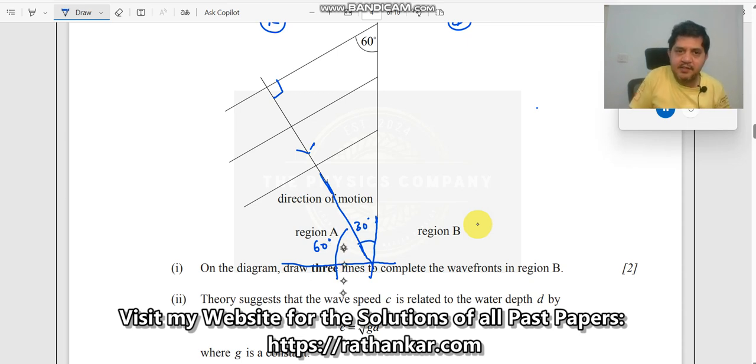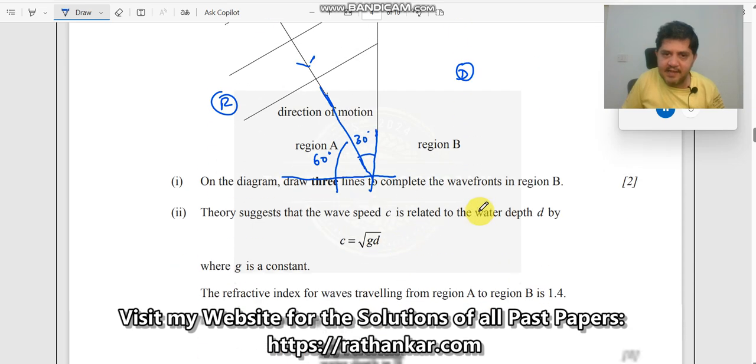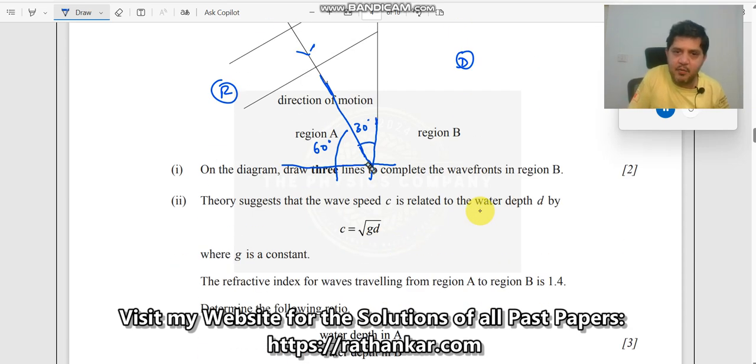Then what will happen? This is your rarer medium and this is your denser medium. So what can happen now? As a result, the ray here will bend towards the normal like this. This will be the refracted ray. Now how do I draw the wavefronts for this? The wavefronts would be drawn like this, perpendicular to the ray.